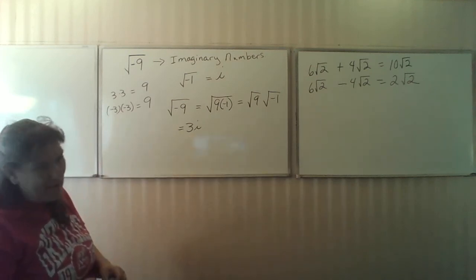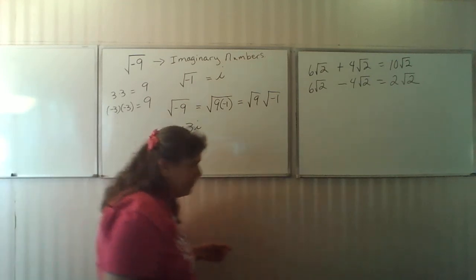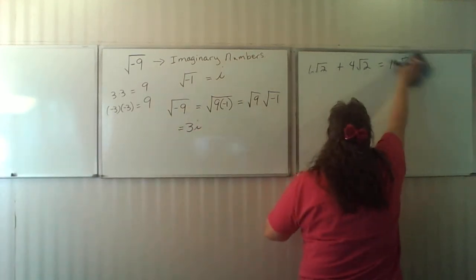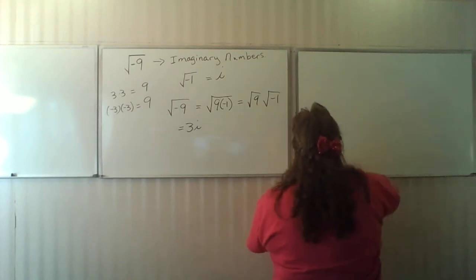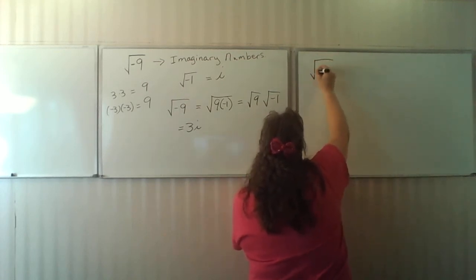Okay? You got that? Now, what happens when we use ones that are not exact? How about the square root of negative 50?